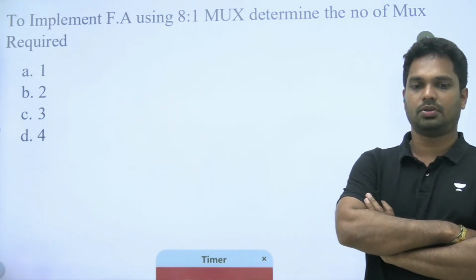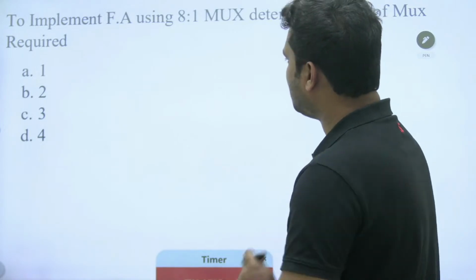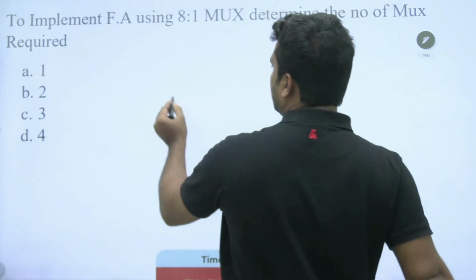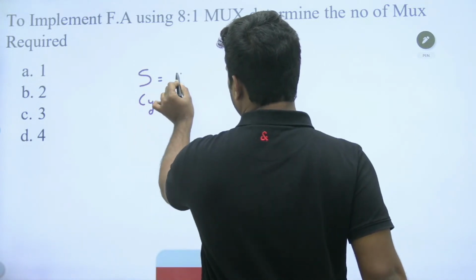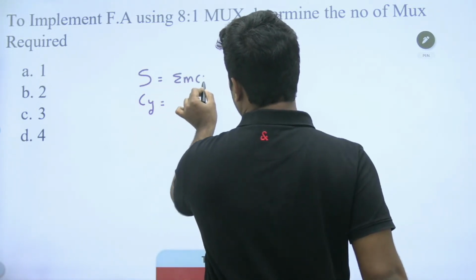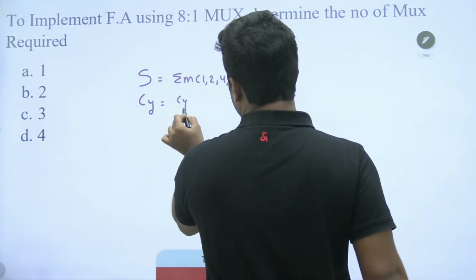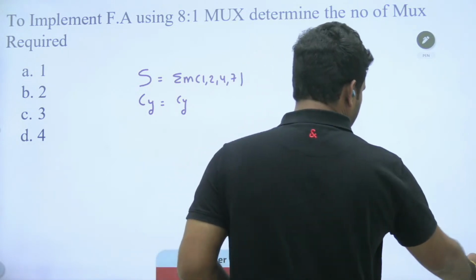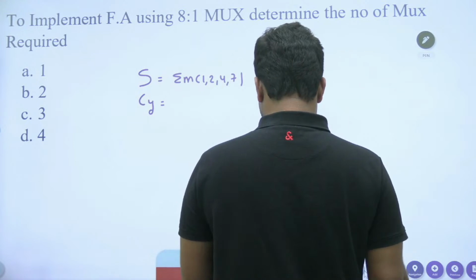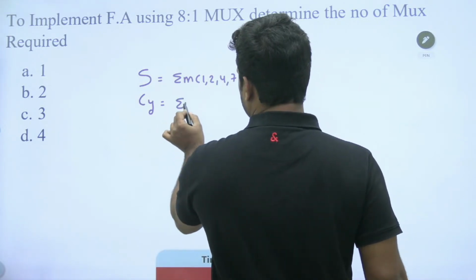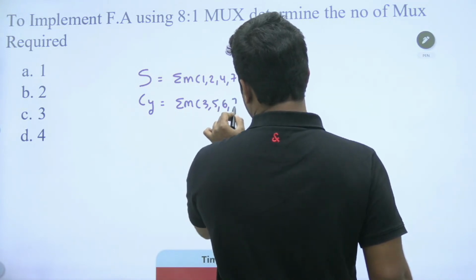Yeah, time up. So to implement a full adder using 8 by 1 mux, see, it contains two functions, sum and carry. Sum is the sum of the minterms 1, 2, 4, 7. Carry is the sum of the minterms 3, 5, 6, 7.